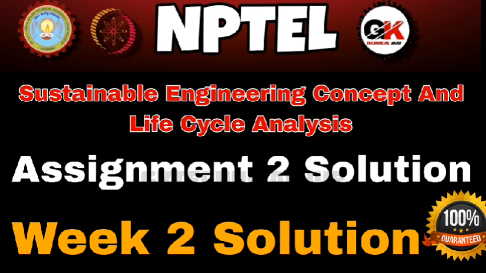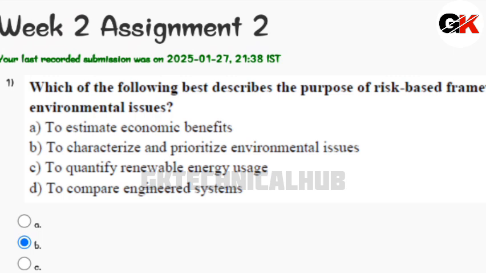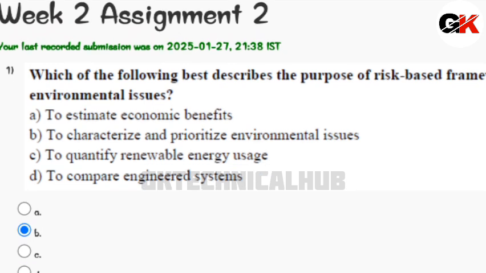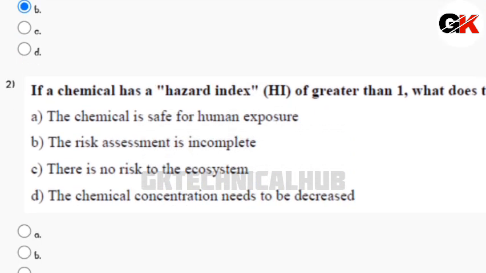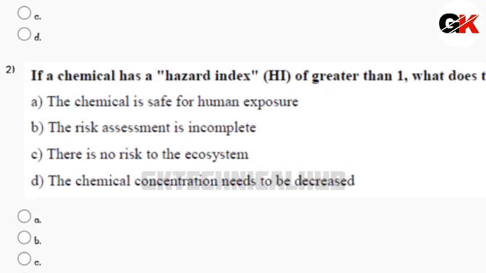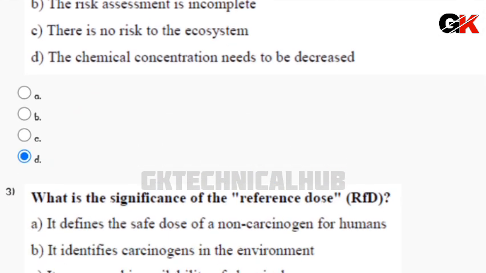We will look at the Week 2 Assignment 2 solution. Due date is 5th February 2025. Which of the following best describes the purpose of risk-based frameworks in environmental issues? If a chemical has a hazard index of greater than 1, what does this indicate?